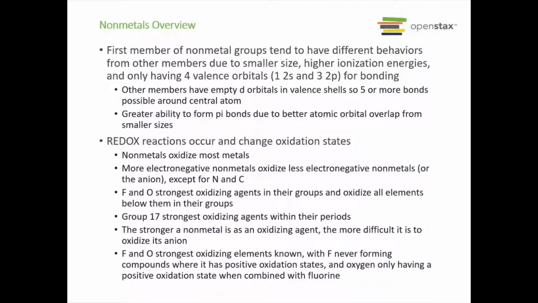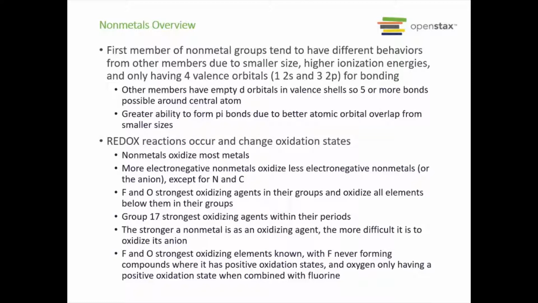So the first member of a nonmetal group tends to have different behavior than the other members, and this is because it has a smaller size, a higher ionization energy, and only has 4 valence orbitals. It has the one 2s orbital and three 2p orbitals for bonding. So it doesn't have d orbitals, whereas the other members, as you go down the group, have an empty d orbital in their valence shell, so they can form more bonds because they have that extra orbital. The first members also have a greater ability to form pi bonds because they're smaller, so there's better atomic overlap with other smaller atoms.